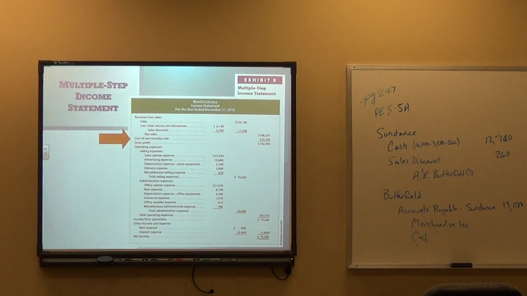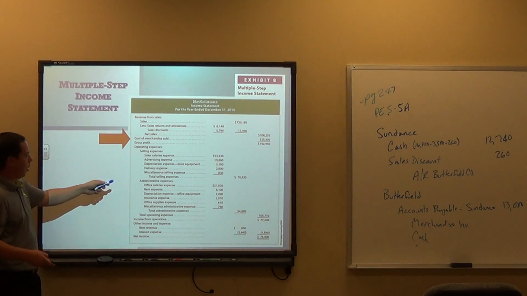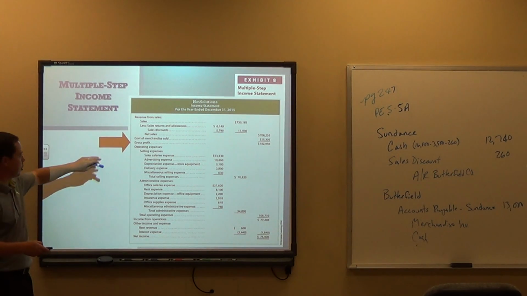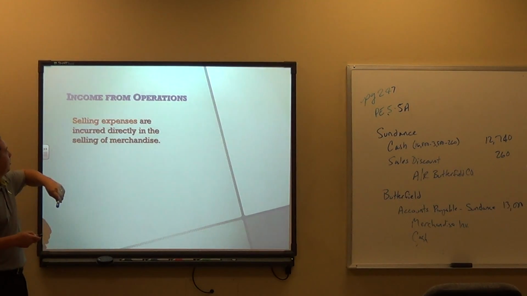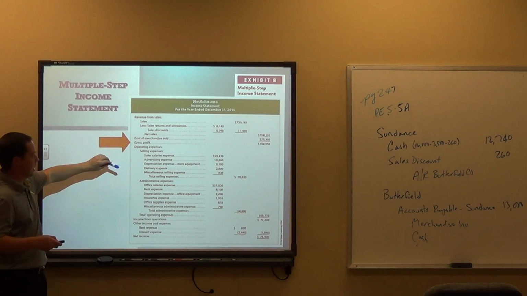All right, so this is what it looks like here. You can see we have that first part right here, the net sales, and then we have our cost of merchandise sold right there. And that gives us our gross profits. We kind of looked at that at the beginning of the chapter. That's our gross profits. And then we have our expenses, and I'm going to get into that right now.